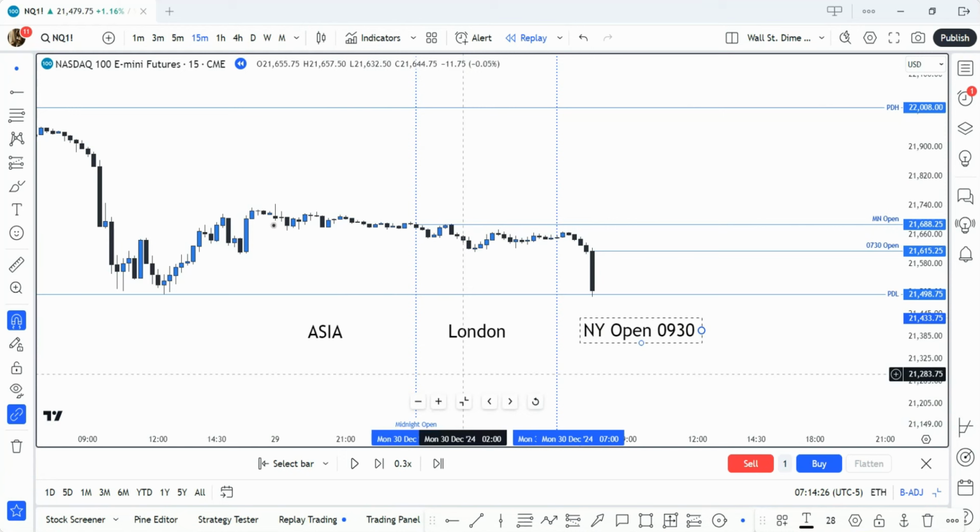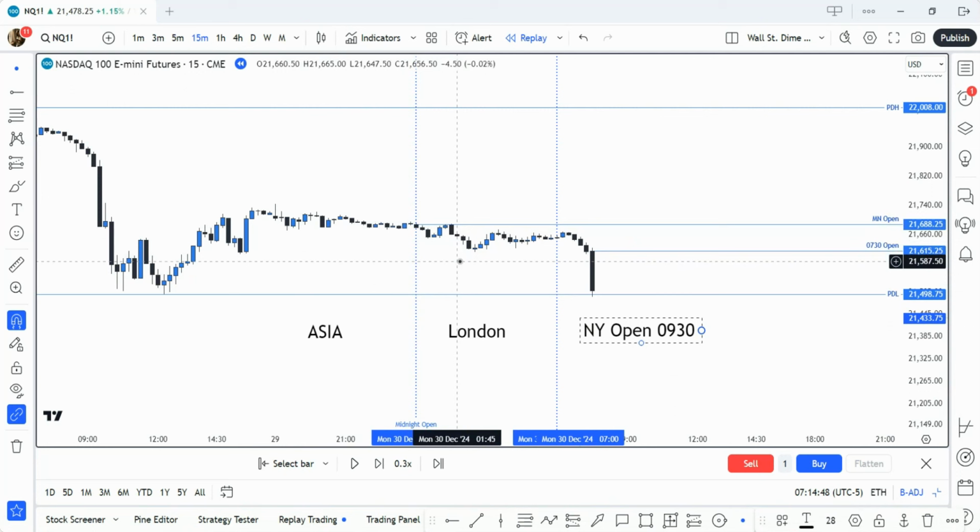And the Asia session opens at 6 p.m., or 1800 Eastern Standard Time. And we're marking highs and lows between 6 p.m. and midnight. Now, the Asia session rolls into the London session.